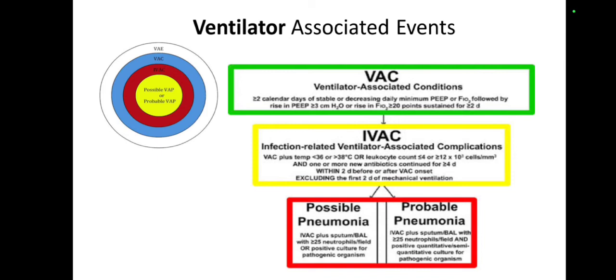Ventilator-associated events. We have VAC, ventilator-associated conditions, which is more than 48 hours or more than 2 calendar days, or stable or decreasing daily minimum positive end expiratory pressure (PEEP) or fraction of inspired oxygen, followed by a rise of PEEP greater than 3 centimeters water, or a rise of fraction of oxygen greater than 20 points, sustained for greater than 2 days.